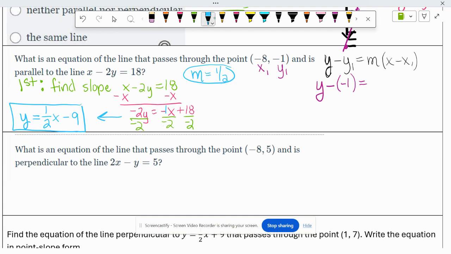1/2 times x minus negative 8. And I'm just going to put this in a nicer form. What happens when you have minus a negative? It makes a great big plus. So I have y plus 1 equals 1/2 times, I have another minus a negative, that becomes x plus 8. So this is written in point slope form.